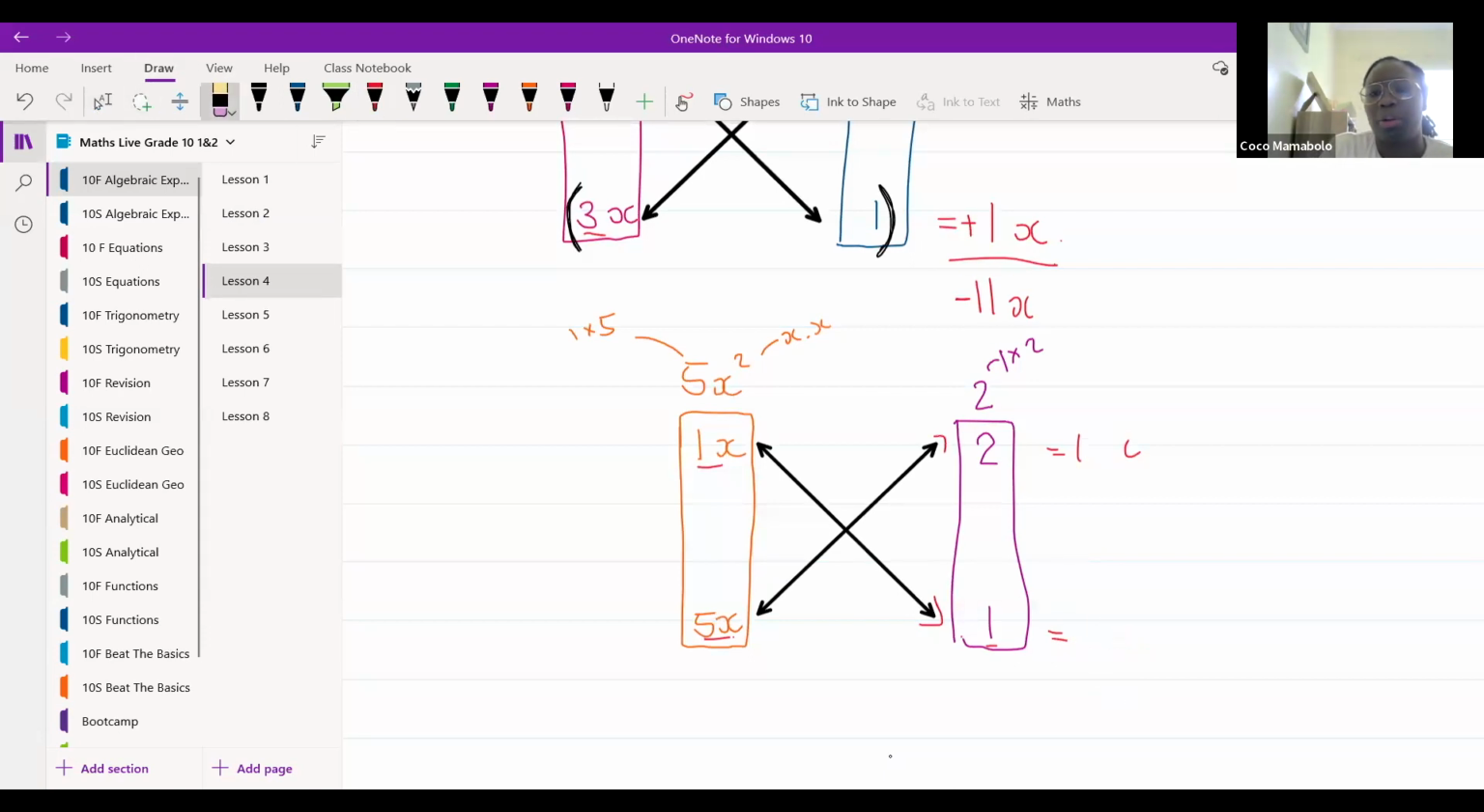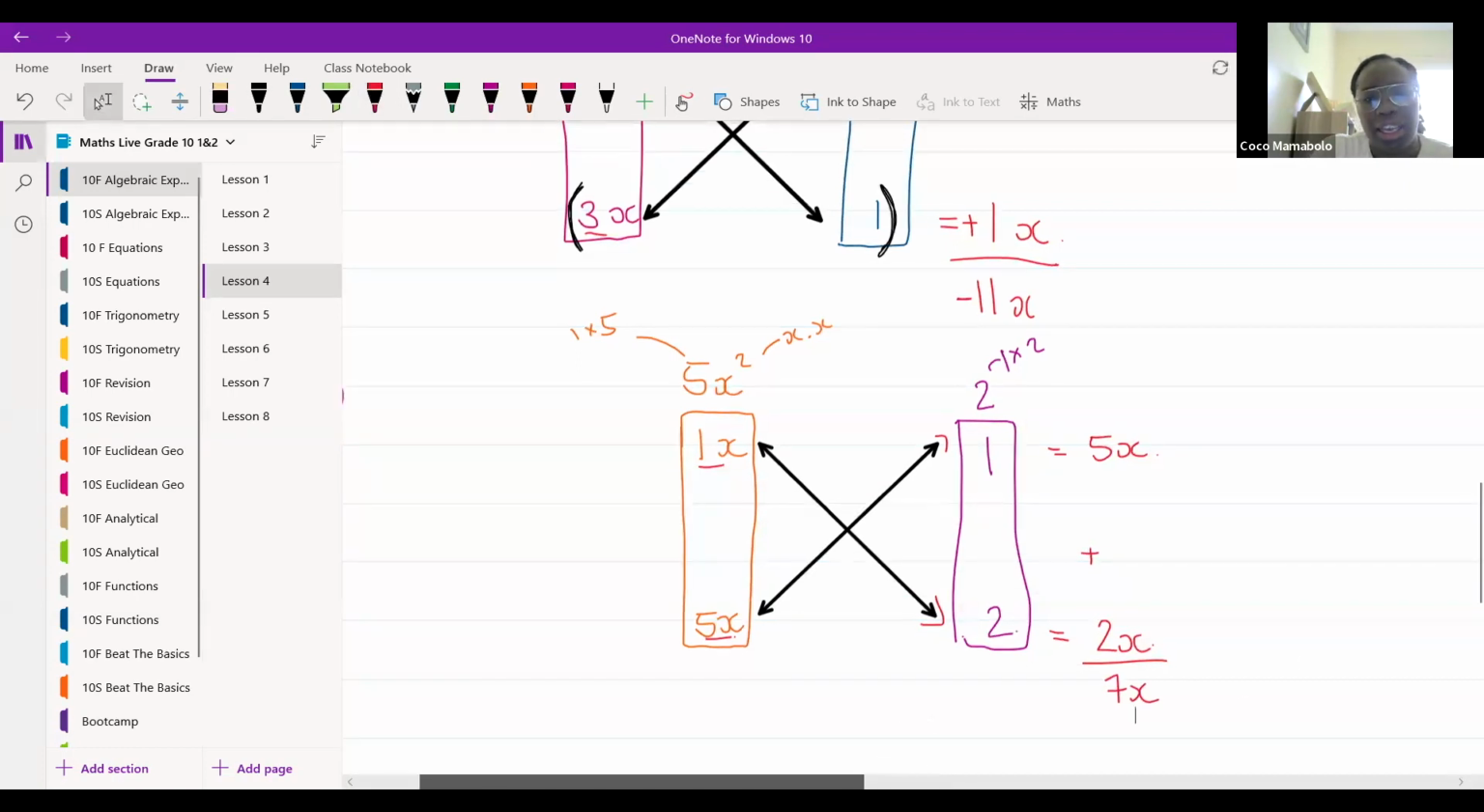So maybe let's switch them around. Maybe let's switch the 2 and the 1 around. What if I did this? If I put 2 here, no, other way around, teacher Coco. I put 1 here and I put 2 here. Now let's cross multiply, guys. 1x times 2 is going to give me 2x. And then 5x times 1 will give me 5x. Do I see it? Yes, I do. 5x plus 2x is going to give me 7x. And that's exactly what we need.